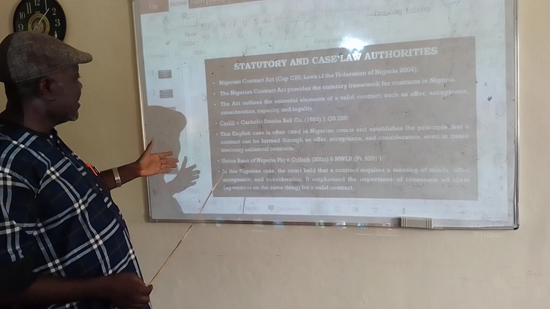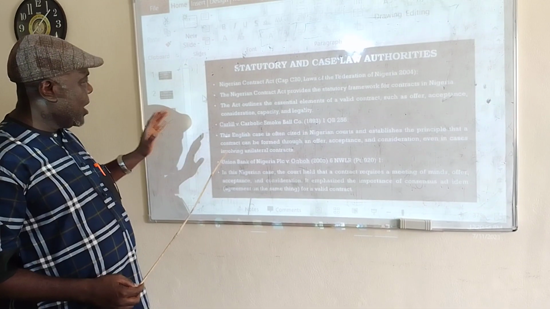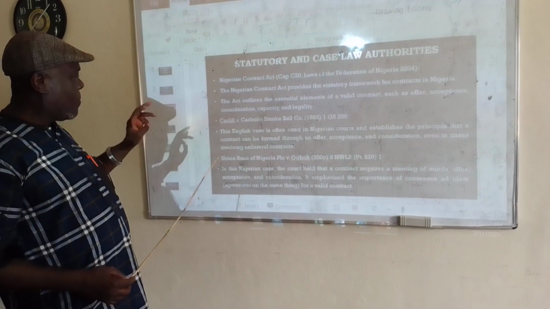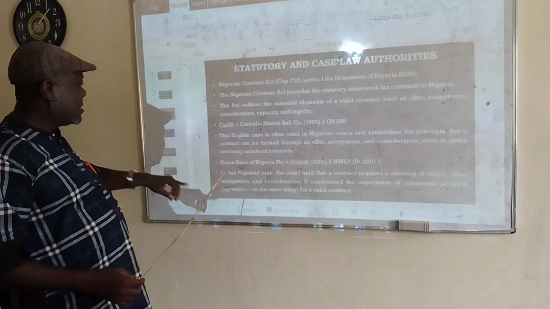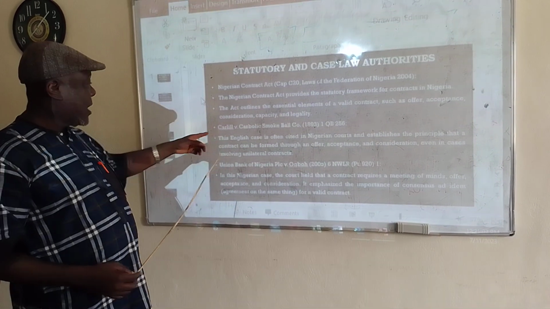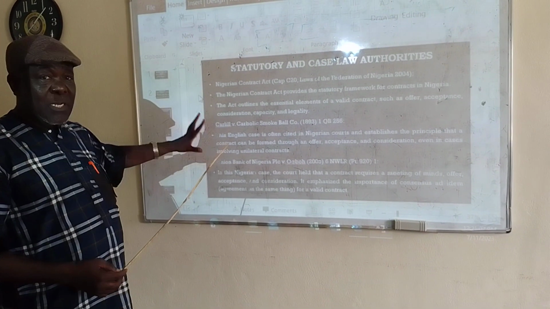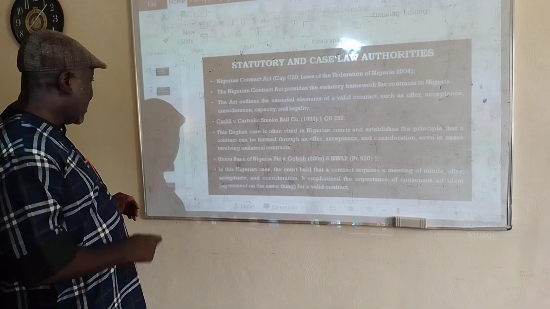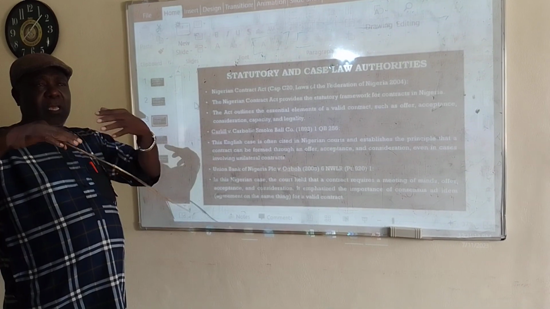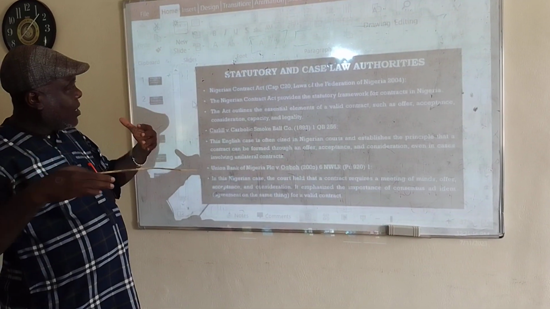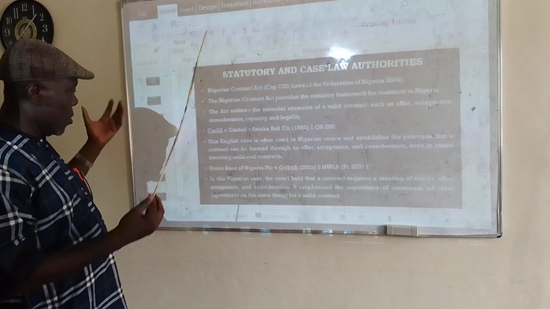Now, having said that, under Nigerian cases, it's an old case, the case of Union Bank of Nigeria PLC versus Ogbu. It's an old case, but it is based on Carlill versus Carbolic Smoke Ball Company, which is an earlier case, but they all go to support the definition of what we have said is the law of contracts.